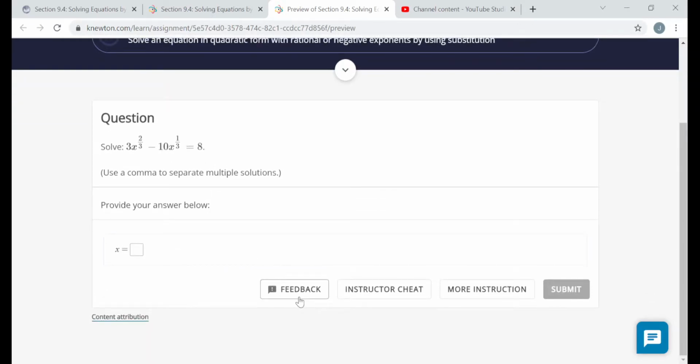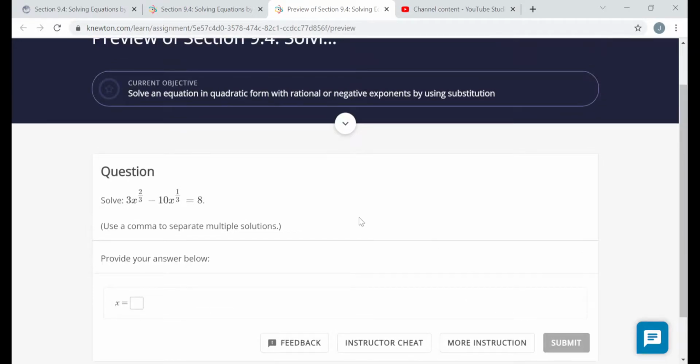And at the bottom of each question, there will be a feedback button where you can send feedback to Knewton. You will not see the instructor cheat button, right? That's only for instructors. But you will see a more instruction button. If you click on this, you'll be provided with further reading material or videos that will hopefully help you when working on certain questions and certain objectives.